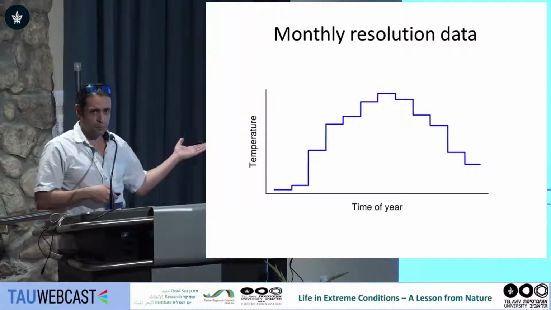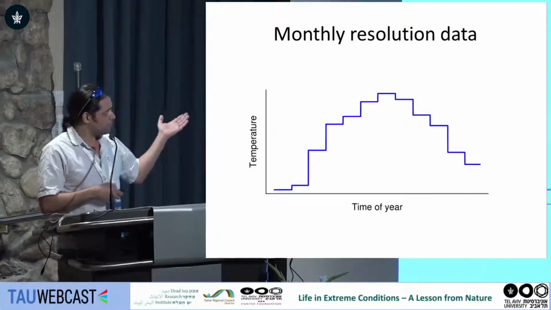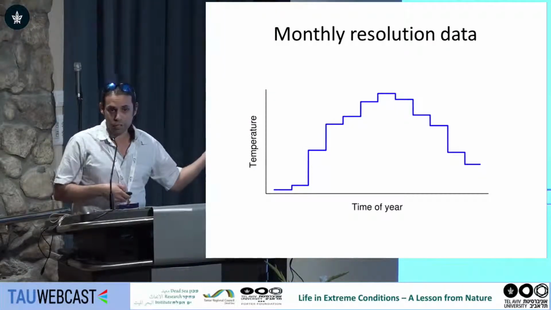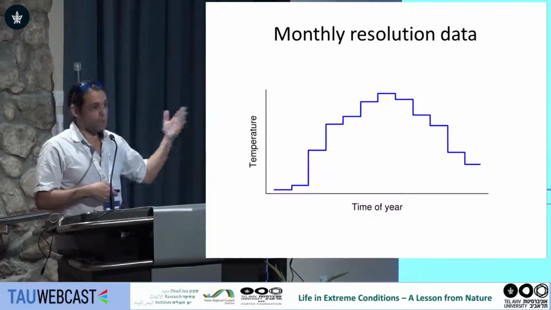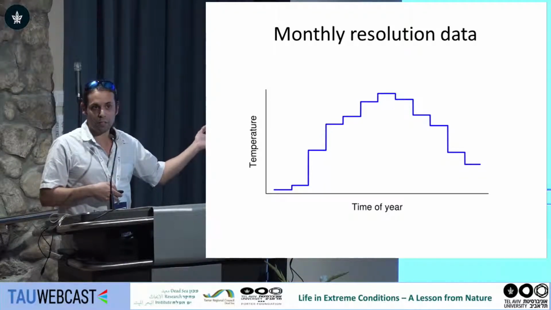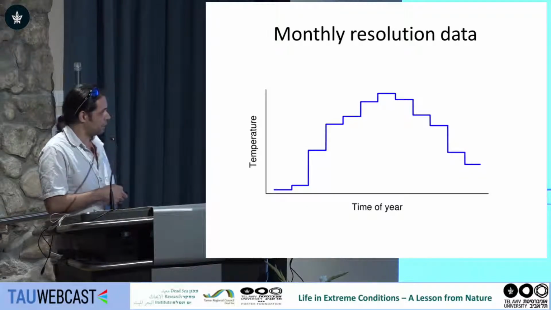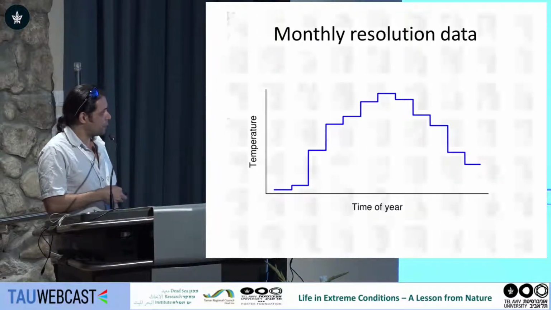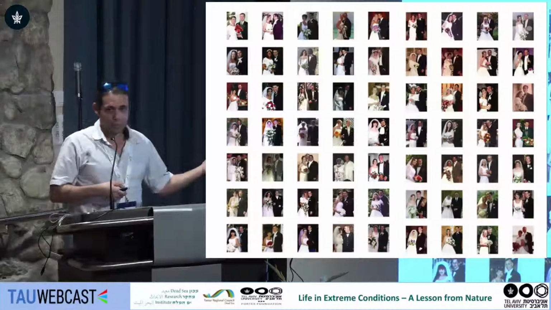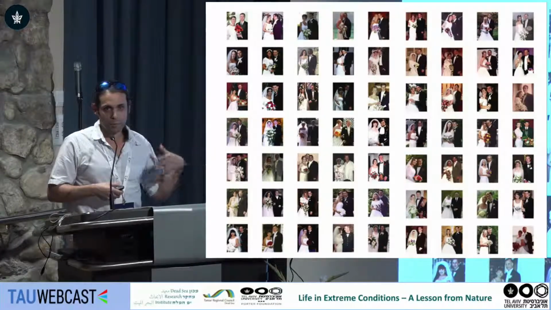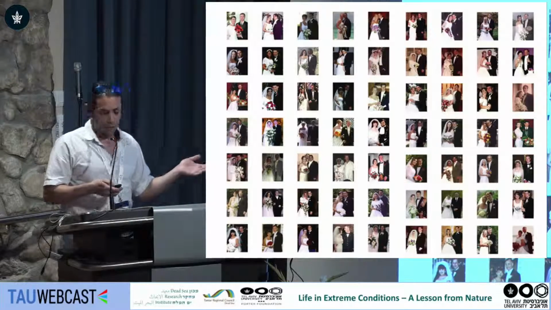Another problem with the environmental data is that it's mostly average data over months. And of course, animals don't feel the average monthly resolution data. And what happens when we use monthly resolution data is that we lose the extremes. We lose a lot of information about the data.